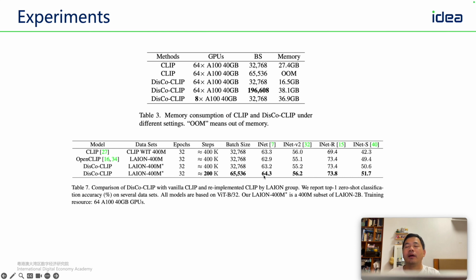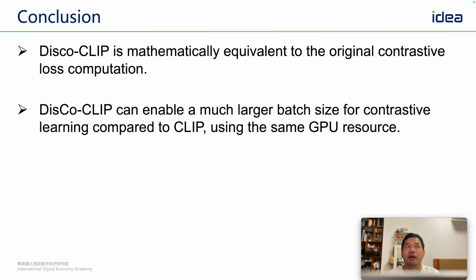Okay, so let me make a conclusion. DisCo-CLIP is mathematically equivalent to the original contrastive loss, and it can largely reduce the GPU memory cost. It can also reduce the computational cost, and the most important thing is that it is a free lunch.